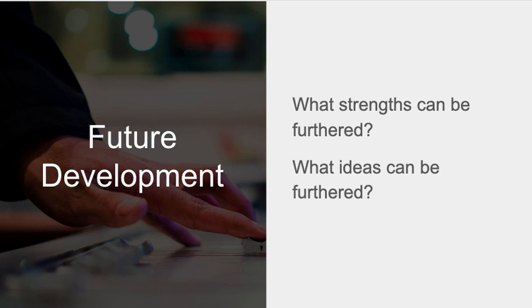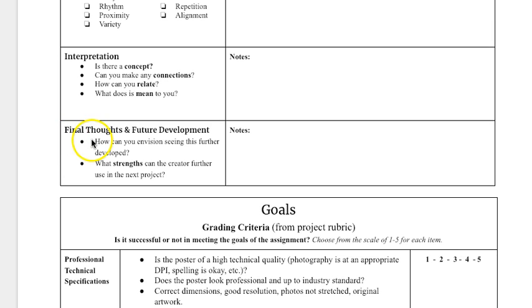And the last part of the subjective piece is really the future development. So what strengths can be furthered? What strengths does the person who created it have that can be furthered? And what ideas are in it that can be furthered? So looking at questions to ask, how can you envision seeing this further developed? And what strengths can the creator further in to use in the next project? So maybe you can tell that they are really good at sketching or they're really good at Illustrator and you'd like to see them kind of grow in that area.